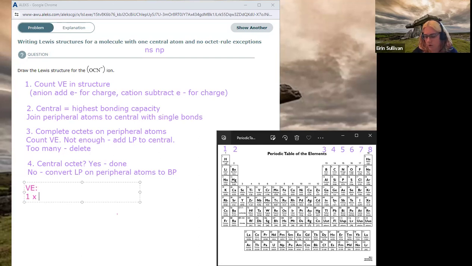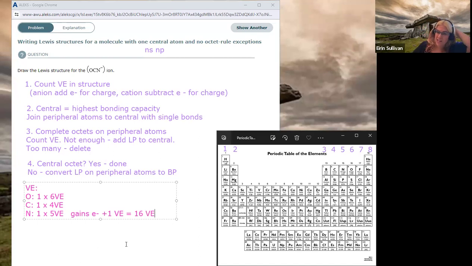So we got 1 oxygen, so that is going to be 1 times 6 valence electrons from that oxygen. We've got 1 carbon, so that's 1 times 4 valence electrons, and we've got 1 nitrogen, so that's 1 times 5 valence electrons for the nitrogen, and it's got a -1 charge, so it gains an electron, so we have to add another valence electron. Okay, so that is going to give us a total of 6 plus 4, 10, 15, 16 total valence electrons to deal with.